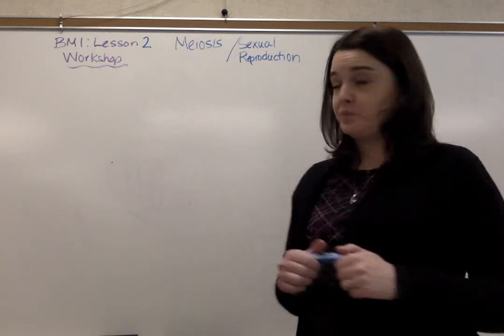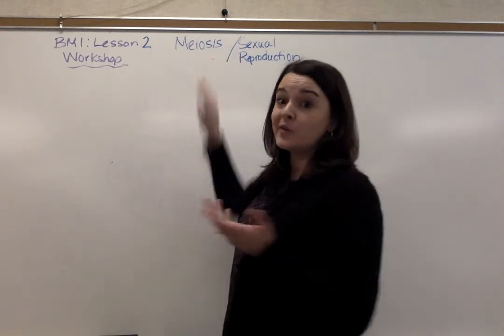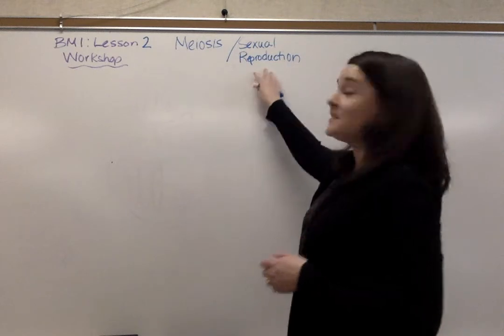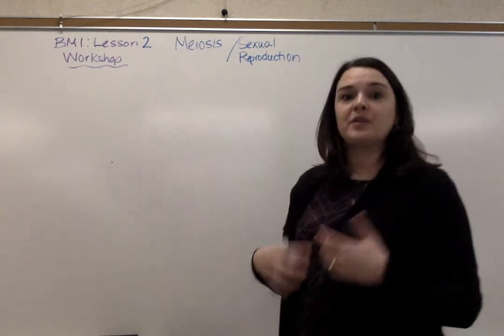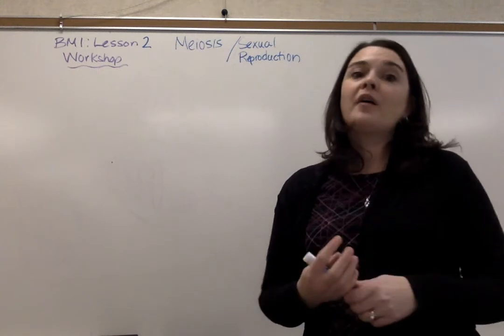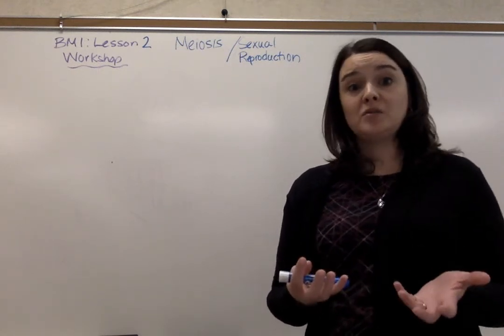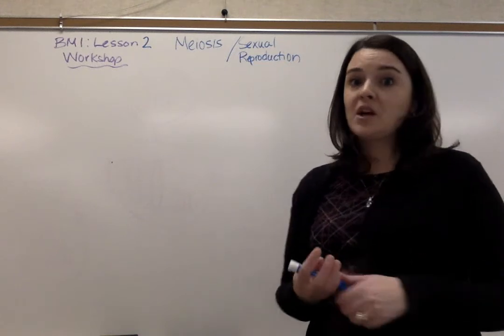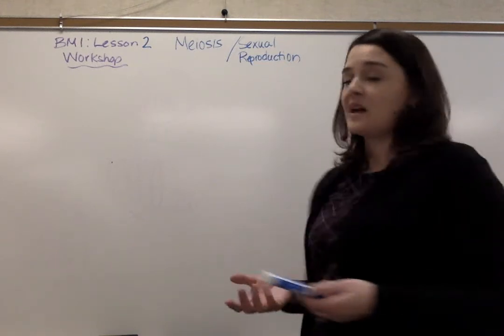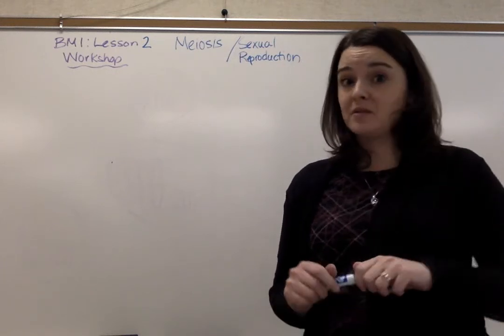So today's workshop is on meiosis. Notice it's a different word. And sexual reproduction. So this is the process that's required for cells to go through for sexual reproduction to occur. In other words, it's the process used to make reproductive cells. So we're going to start with the same kind of cell, a diploid parent cell, and we're going to keep it simple again with just 2 pairs of chromosomes.